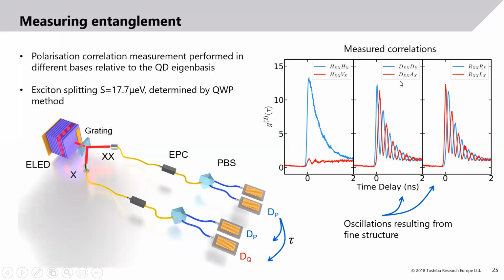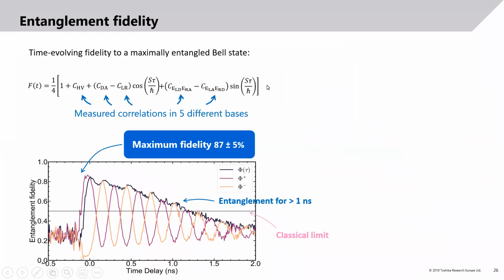Whereas for the superposition basis, we have an oscillating correlation, and this is also what we would expect based on the fine structure splitting effects that I've shown you on the previous slide. Now, if we measure these correlations in 3 different bases, HV, diagonal, and circular LR, we can calculate the fidelity to a maximally entangled Bell state. And this is shown here as a function of time delay. So as a maximum, we get about 87 plus minus 5%, and our entanglement lasts for about 1 nanosecond before the correlations then decay below the classical limit.